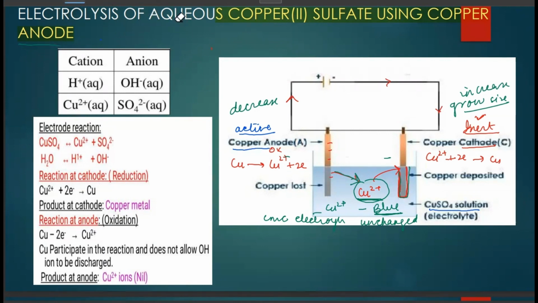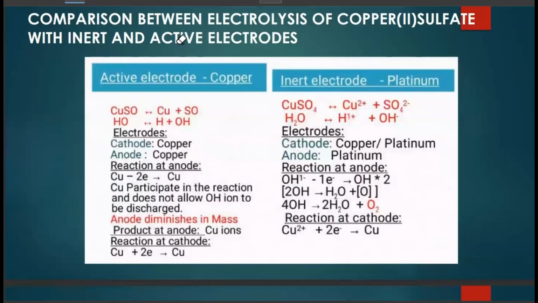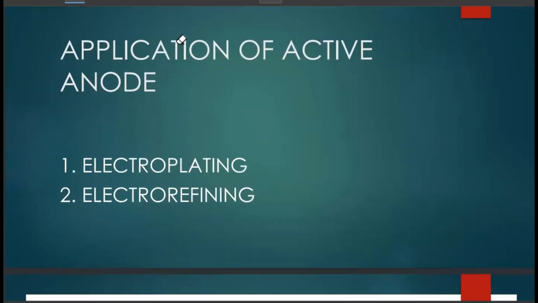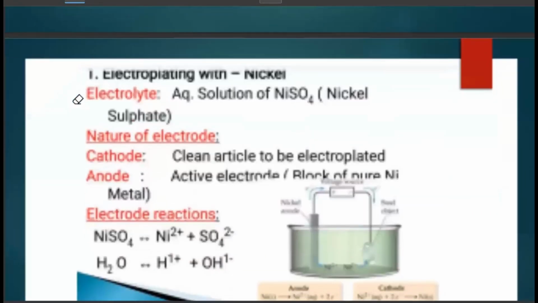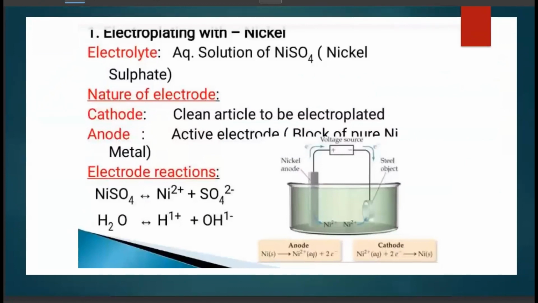Now, this active anode is a scenario which has two applications. Application number one is electroplating, and the second application is electro-refining. Now, how does it take place in the case of electroplating? Electroplating may, supposing हमें nickel plating करनी है on any object, if you have to plate something with nickel.